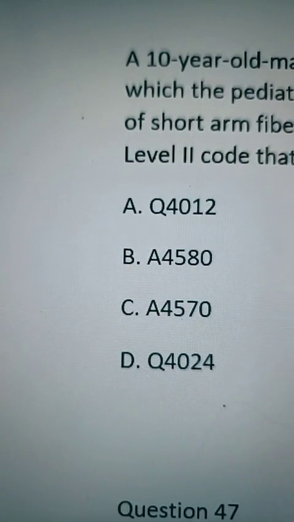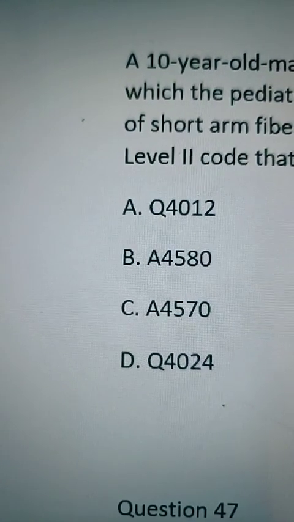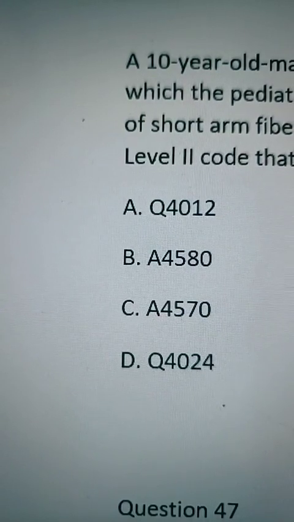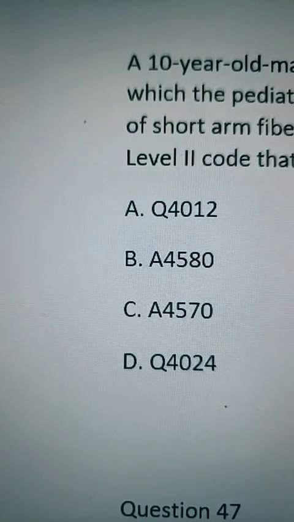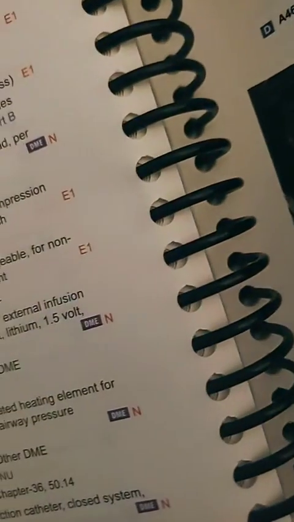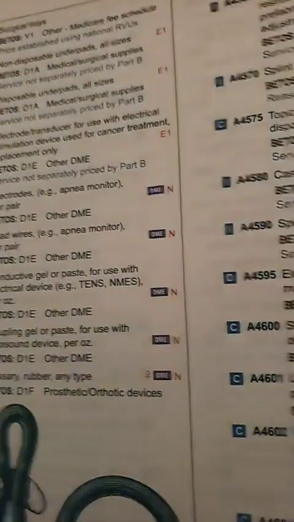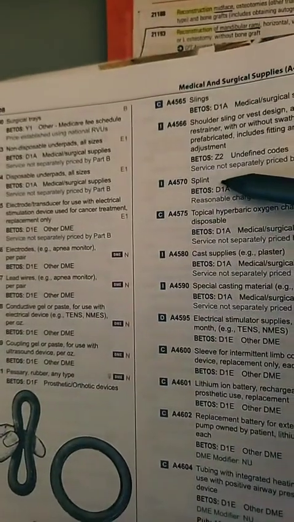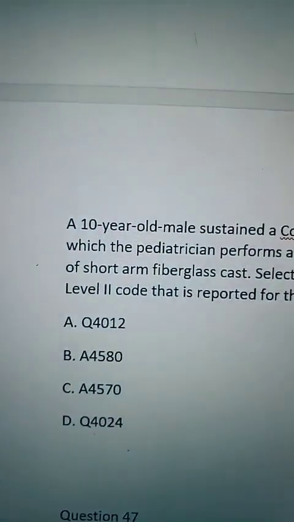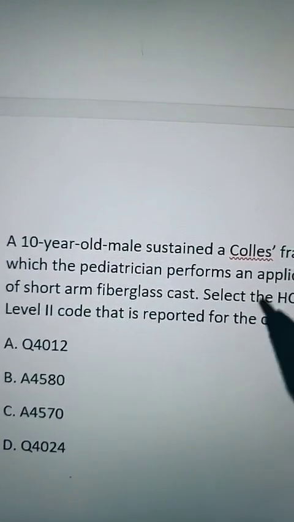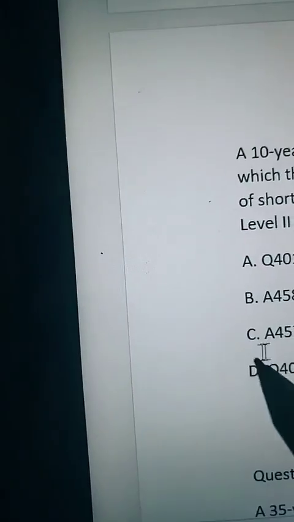Well, we have two Q's and two A's, so nothing we can do but go to both and see if we're in the right area. So A4570 and 80 is a splint and a cast. So we definitely don't have a splint, so we can get rid of the 70 for sure.